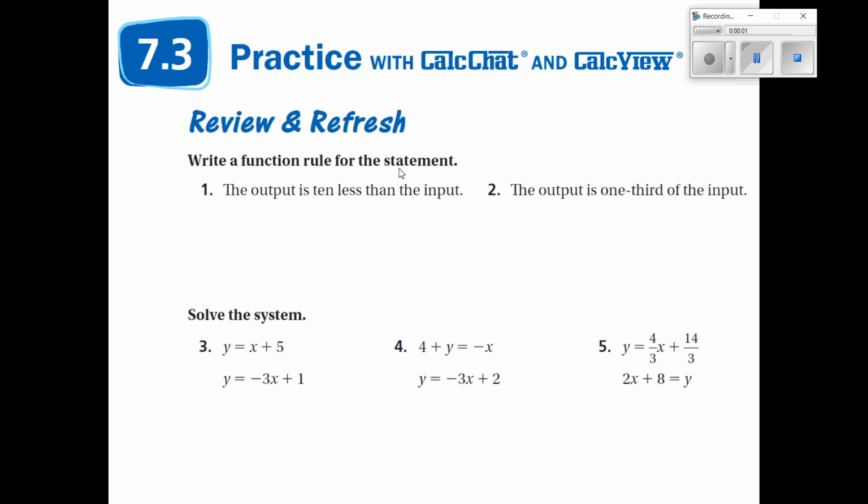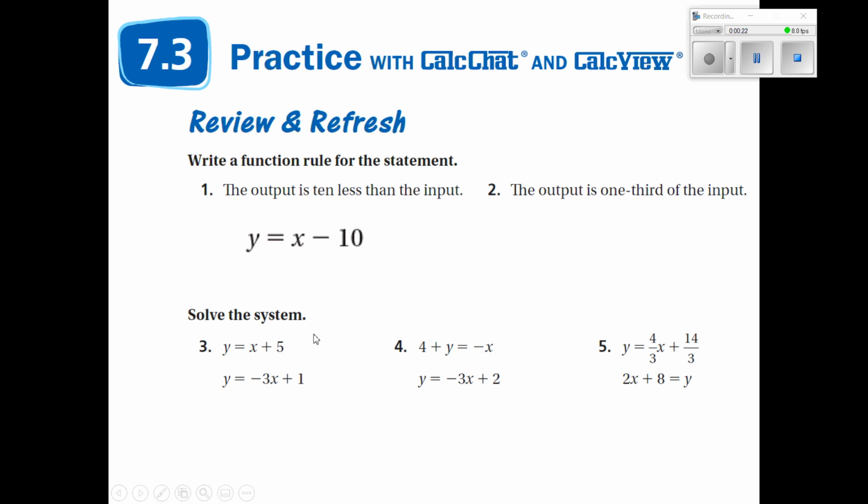Advanced 7th graders, let's go ahead and knock this out. So let's write a function rule for the statement. The output is 10 less than the input. So the output, which is y, is going to be 10 less than the input. The input is x, so this is going to be x minus 10, because 10 less is taking away 10. So this is going to be y equals x minus 10.